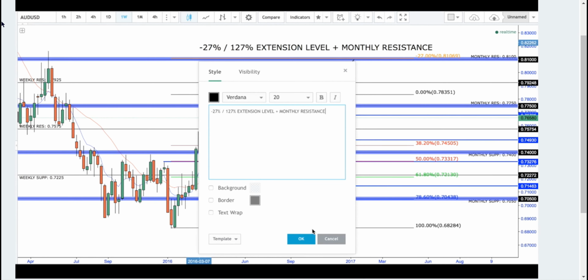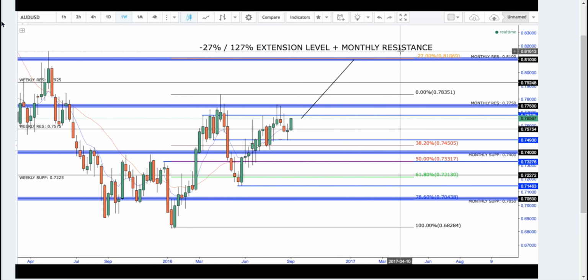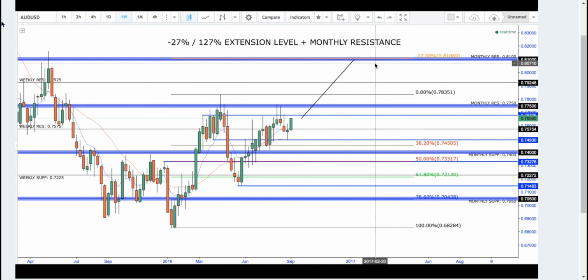monthly resistance. So this is what I mean about taking your time, doing the levels properly, getting clarity on the chart so we can then layer on the other tools in order for us to find out where a potential market has the potential and chance to run towards. So in this case, Aussie is looking to come up to 8100. We're currently at 7650. So around 400, 450 pips to the upside.